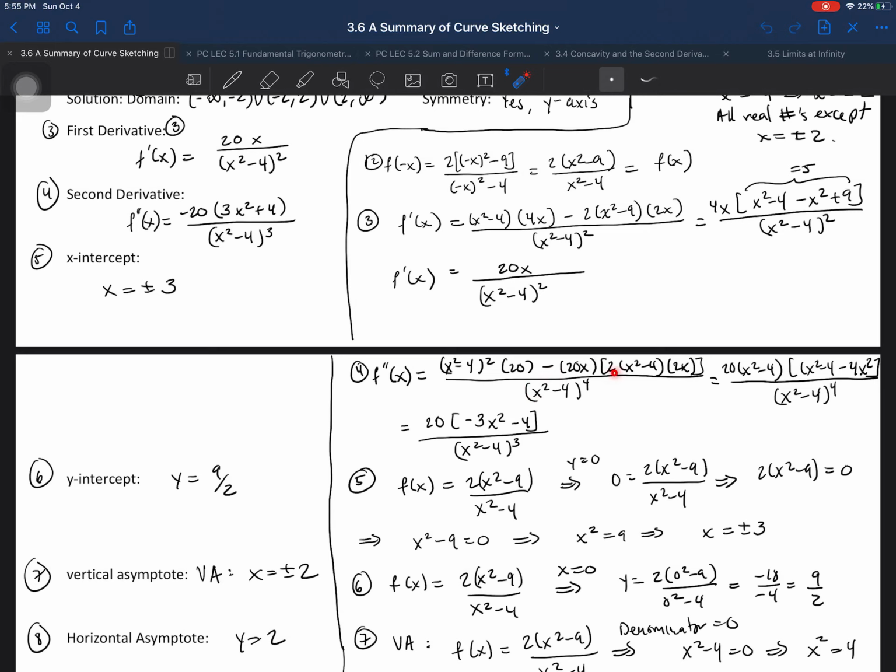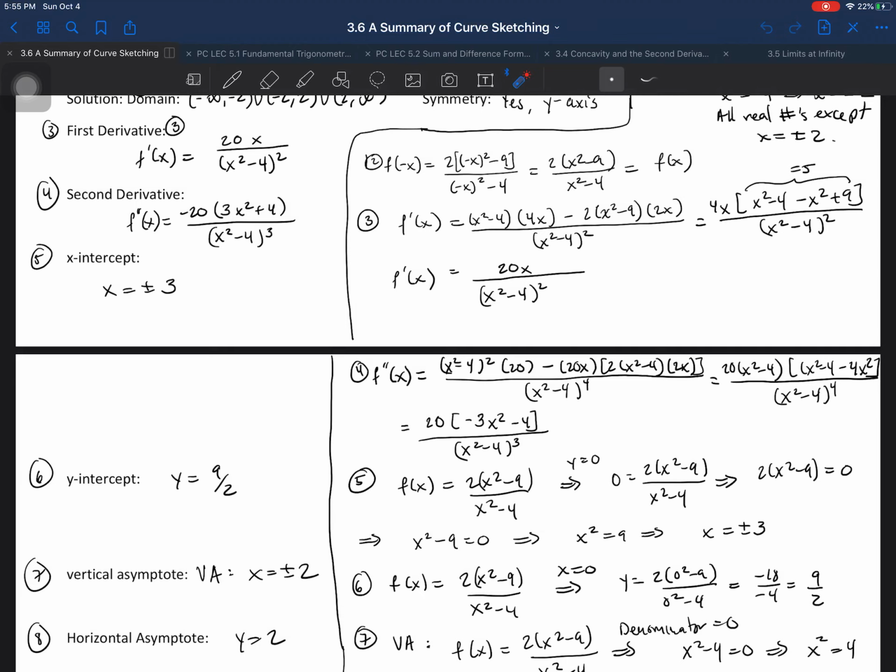Then we realize that those two terms have a common factor of x squared minus 4, and they also have a common factor of 20, so I factor that out. So I factor out 20 and the quantity x squared minus 4. Then what's left behind? One of the x squared minus 4 factors, and negative 4x squared. So that x, that 2, and that 2x are left behind, all over x squared minus 4 to the fourth power.